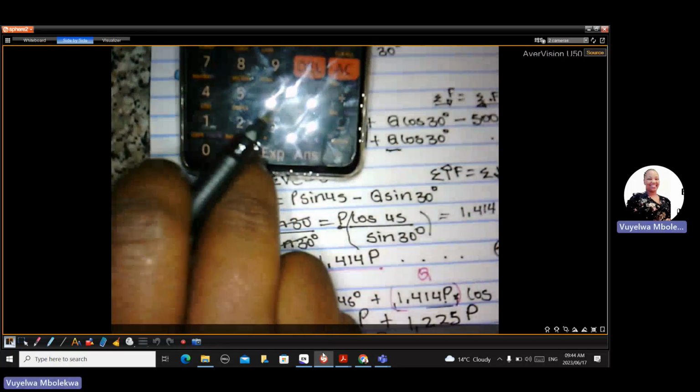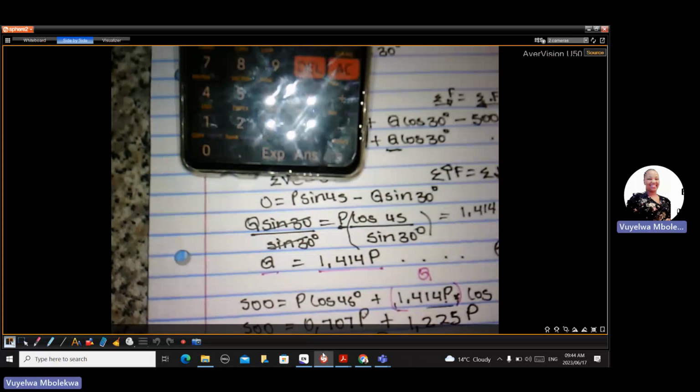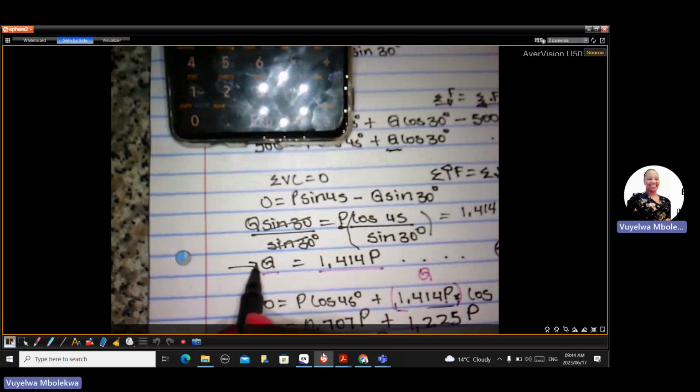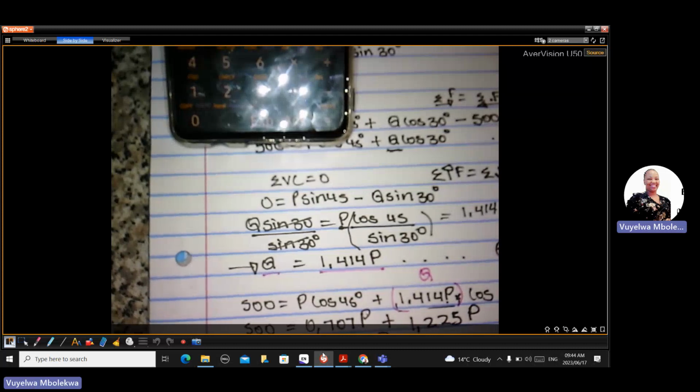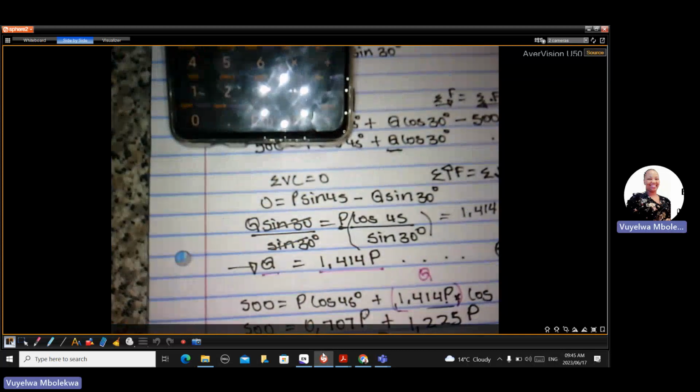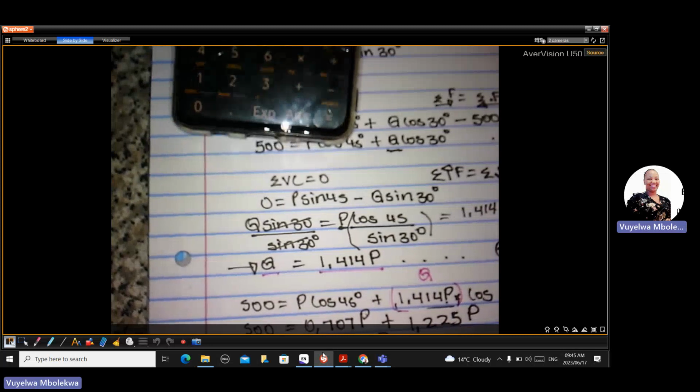So it's 500 divided by 1.932. It gives us a P of 258.799 newtons. Now, once we have P, we can go back to that expression to get Q, because Q equals 1.414 P, and P is 258.799. So this answer multiplied by 1.414 gives us 365.942.